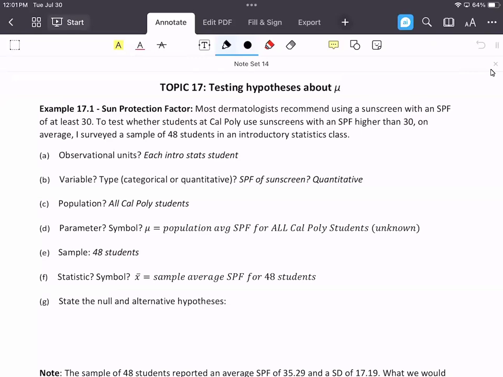So sun protection: most dermatologists recommend using a sunscreen with an SPF of at least 30. To test whether students at Cal Poly use sunscreen with an SPF of higher than 30 on average, I surveyed a sample of 48 students in an introductory statistics class. Now, I didn't ask whether you use sunscreen or not. We wanted to find out what level of sunscreen was used. So that's where you want to be careful that this is not categorical. So please pause for a moment and then come back and we'll do a quick recap of these, A through F.